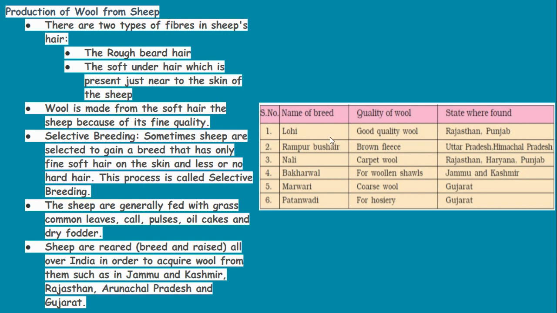Name of breed: Lohi, Rampur Bushair, Nali, Bakharwal, Marwari, and Patanwadi. Quality of wool: good quality, brown fleece, carpet wool for woolen shawls, coarse wool for hosiery. State where found: Lohi is found in Rajasthan, Punjab. Rampur Bushair is found in Uttar Pradesh, Himachal Pradesh. Nali is found in Rajasthan, Haryana, Punjab. Bakharwal is found in Jammu and Kashmir. Marwari is found in Gujarat. Patanwadi is also found in Gujarat.